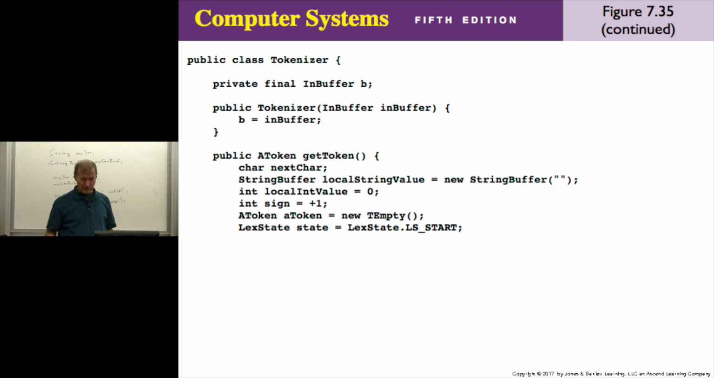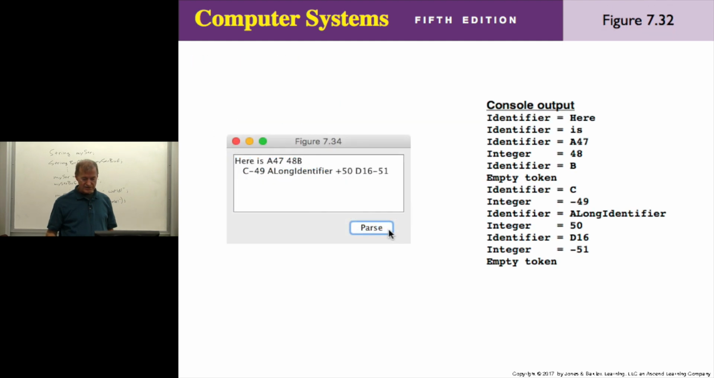Now let's go back and review the input and the output. So if we see here in figure 7.32, that string of characters, here is A47, 48B, space, new line, space, C, hyphen 49, a long identifier, blah, blah, blah. Okay, so it does, and that produces that console output on the slide there, right? And this, by the way, is the format of the output that your program should do. All right, so now let's see how the higher level code that actually produces that.